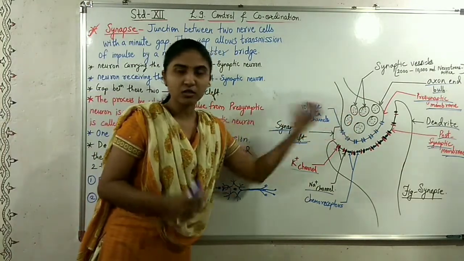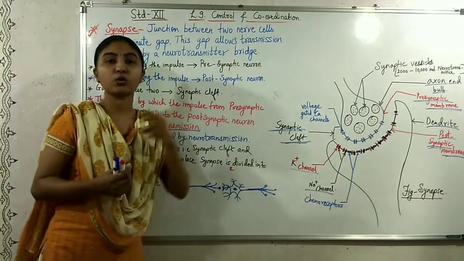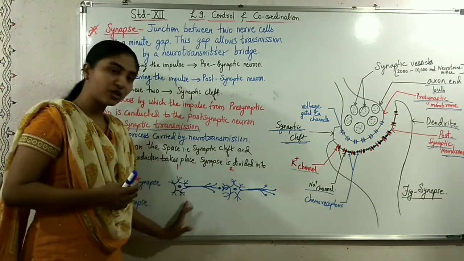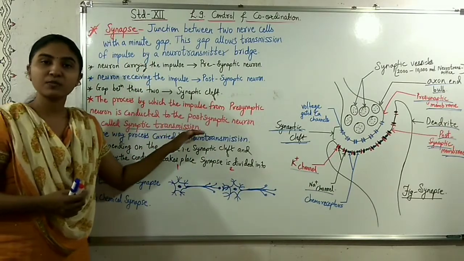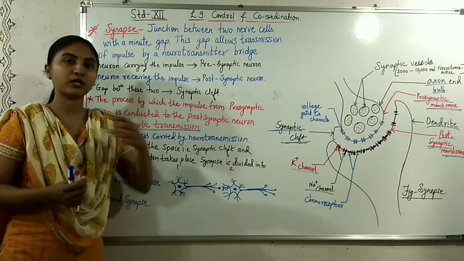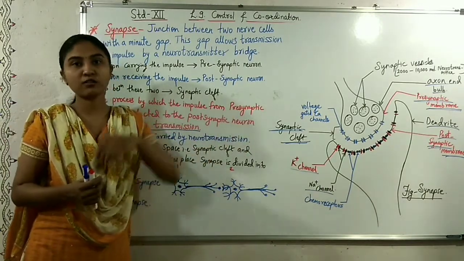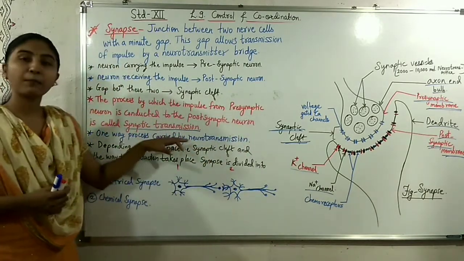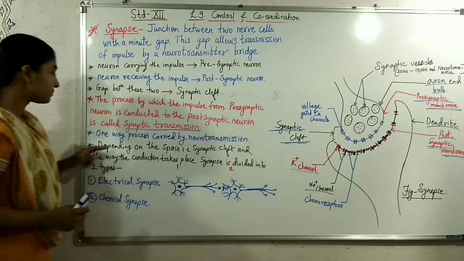Neurotransmitters, as we talked about, help to pass on or conduct the impulse from one neuron to another neuron. So this synaptic transmission is a one-way process. It is done in only one direction. It is not reversible. So it is a one-way process and it is carried by neurotransmitters.